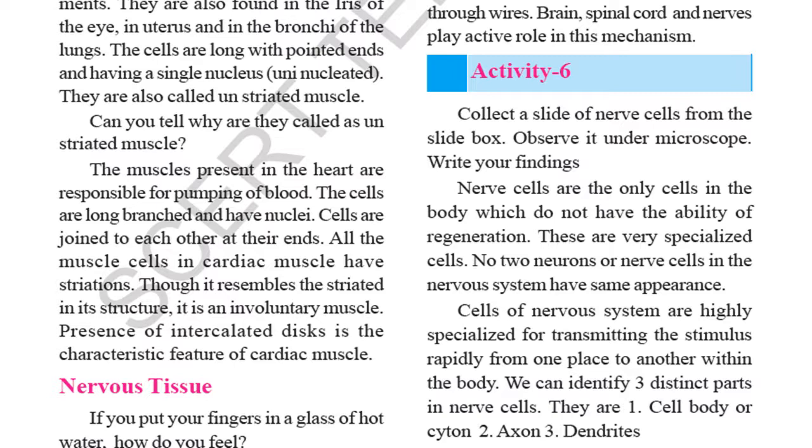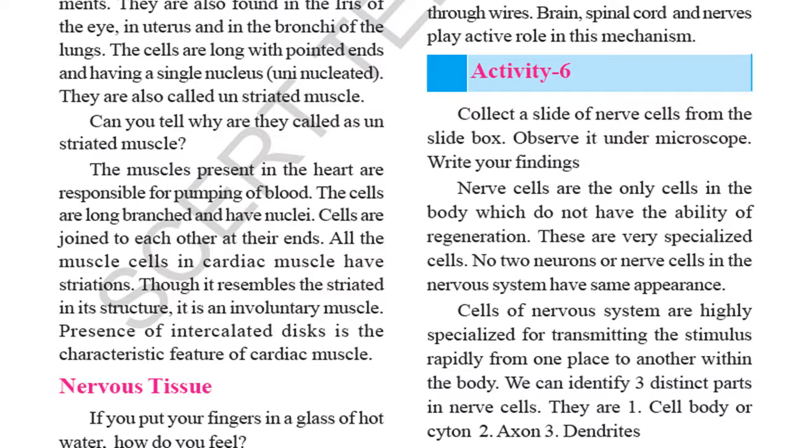Got it? Now next activity 6. Collect a slide of nerve cells from the slide box. Now see that in the microscope. What do we see, children, in nerve cell? Nervous system is also important in our body, isn't it? Nerve cells are the only cells in the body which do not have the ability to regenerate. They are very specialized cells. No two neurons or nerve cells in the nervous system have the same appearance. Cells of the nervous system are specialized for transmitting the stimulus rapidly from one place to another within the body.